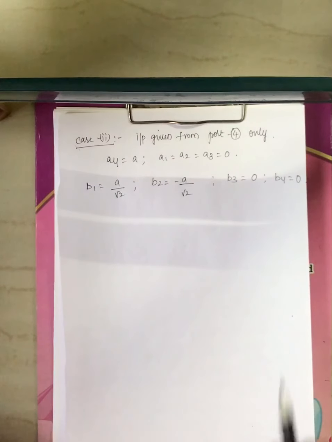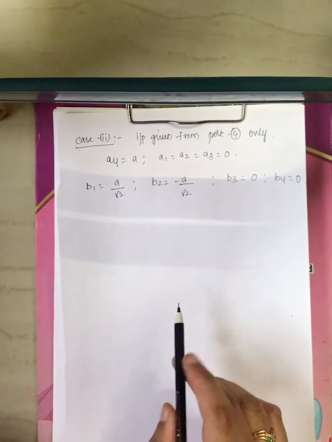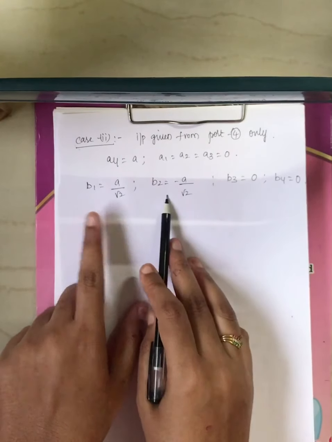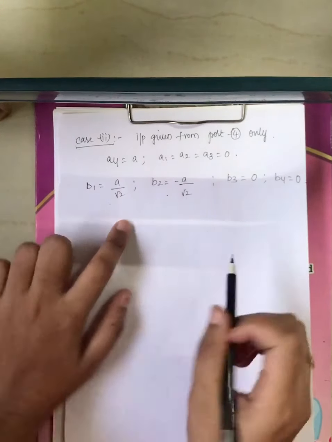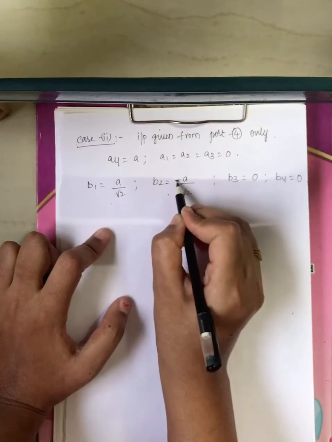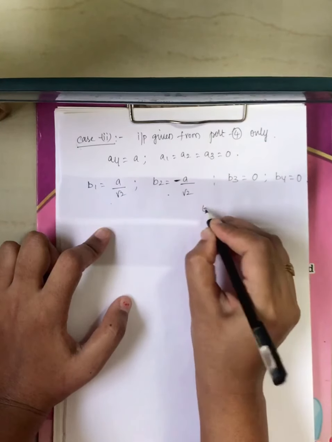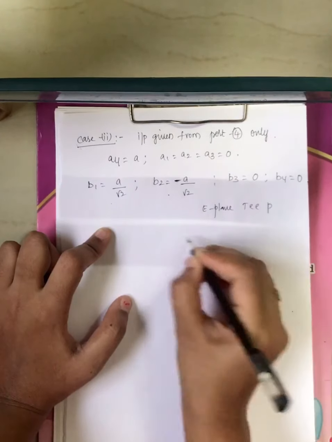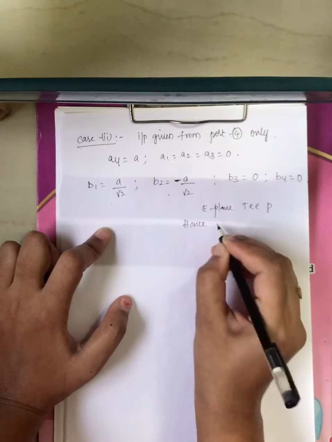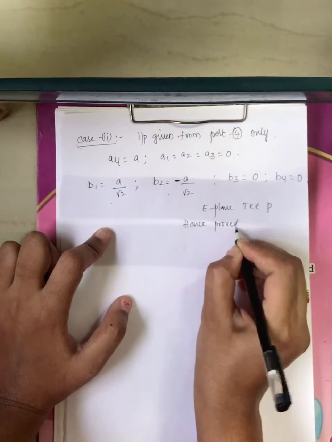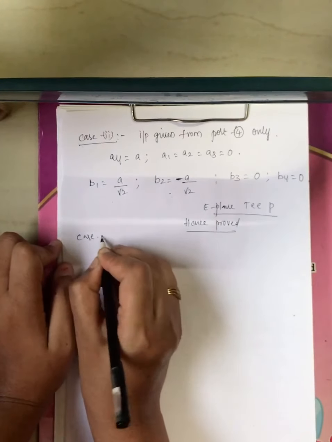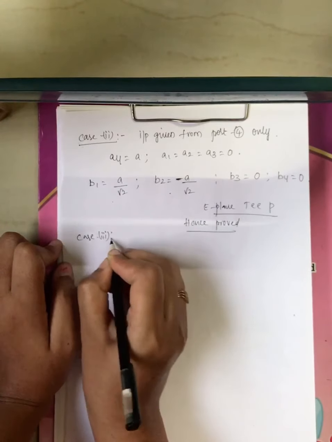Input given from port 4 is nothing but your E-arm. Output is collected at port 1 and port 2, which are out of phase by 180 degrees. Which property is it? E-plane T property, hence proved, right? We have proved the E-plane T property and the H-plane T property. Now together we have to prove it, right?